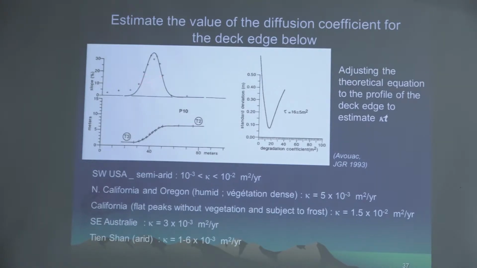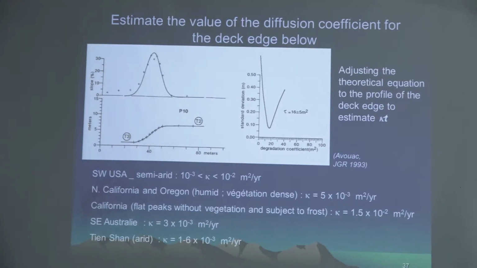And this amplitude gives you the product of K, the diffusivity coefficient, multiplied by the time. If you have dated the terrace, for example T3, you know when the initial riser was created, so you know the time. In that case you have been able to measure Kt from the wavelength of your Gaussian. You know the time, so you can derive the diffusivity coefficient.